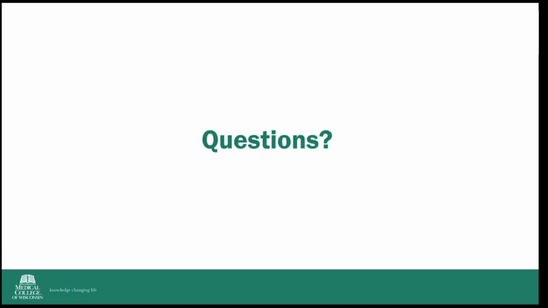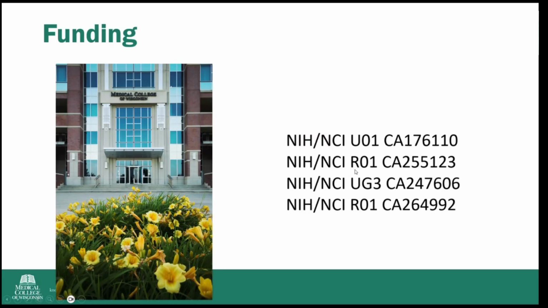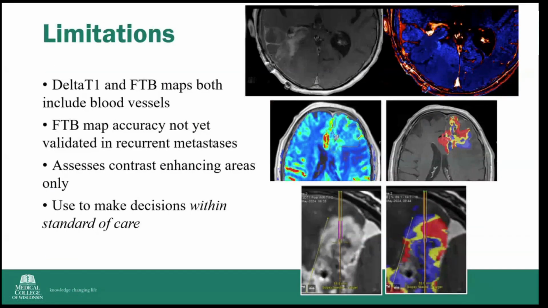All right, we do have one question that showed up in the chat. Dr. Krucoff, maybe you can mention our imaging approach to suppress blood vessel signal for future maps. Yeah, so questions about one of the limitations I mentioned, that Delta T1 and FTP maps both incorporate blood vessels. We are experimenting with some MR sequences that naturally suppress blood flow. So that's a limitation that's currently being worked on.